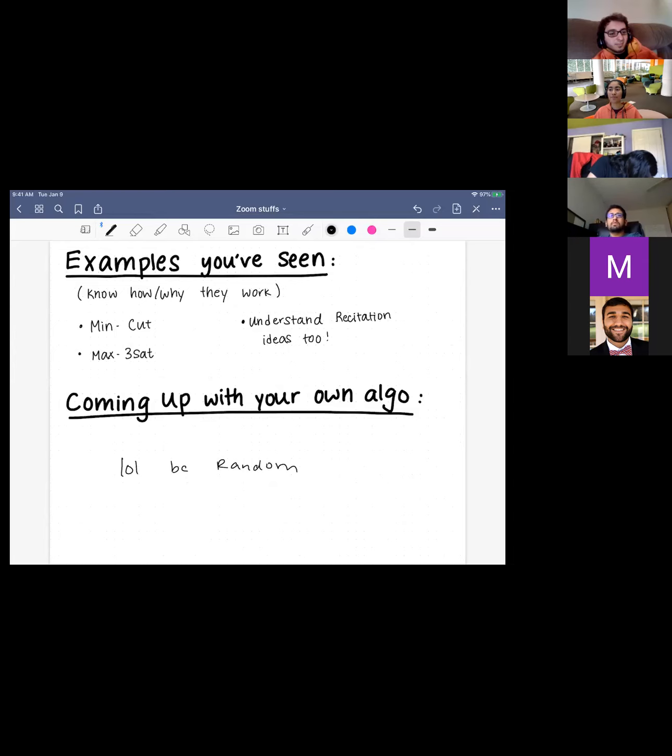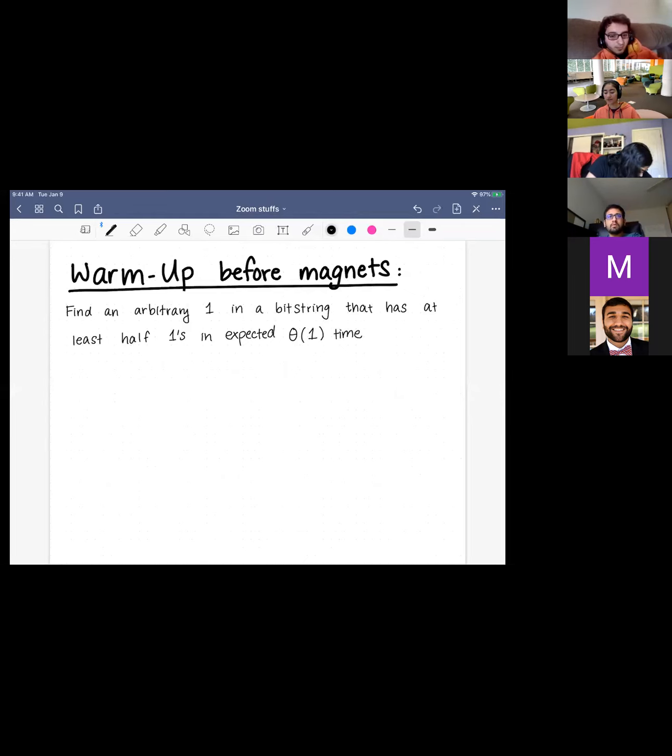So let's do a little warm up. I said we would do this magnets problem, but before we jump into that, let's do a little warm up. You have this bit string and you're trying to find the index of a 1 in there. So it's full of 1s and 0s. Let's just picture this. And you know that it has at least half of its bits as 1s.